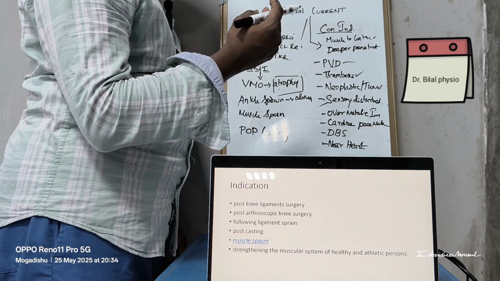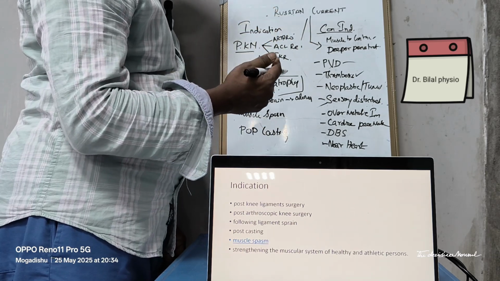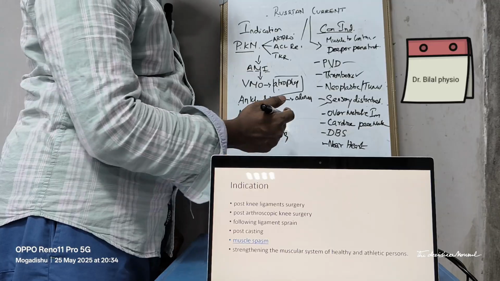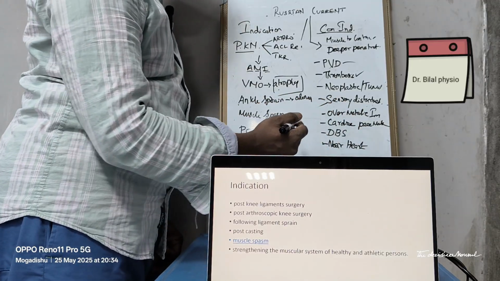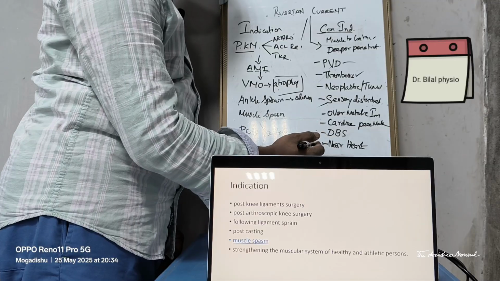sensation to get. This may sometimes cause electrical burns over metallic implants, as it has a deeper depth of penetration. Also avoid near the cardiac pacemaker, DBS, and over the heart.